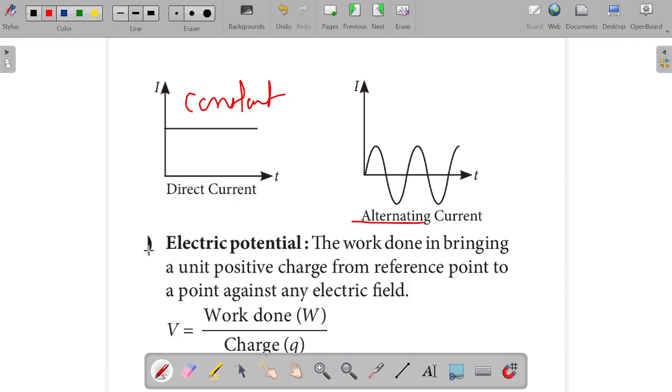Then the next important term is electric potential. It is the work done in bringing a unit positive charge from a reference point, or from infinity, to the given point. The formula is: potential is work done per unit charge.